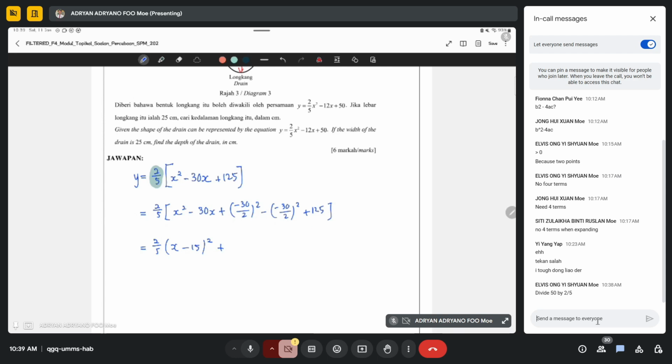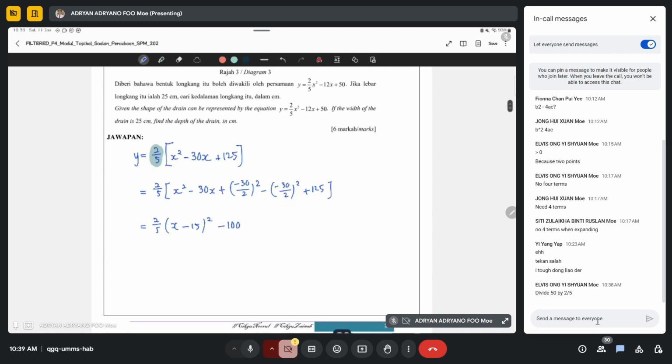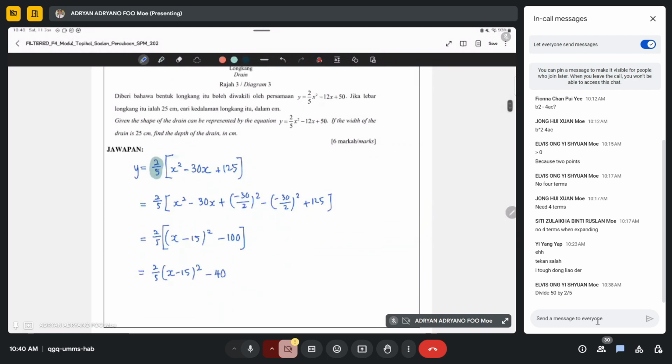Okay, and then negative 30 per 2 square 先 then negative 225 加 125 negative 100. So here not positive, here you should get negative 100. But here is something wrong. The big bracket, don't forget. Then only 你乘进去 x 减15 square and then 乘2/5 negative 40. Okay, so negative 40. So what do we get from here is we know that 它的 axis of symmetry 是 x 等于15 and then 它的 minimum value is negative 40.